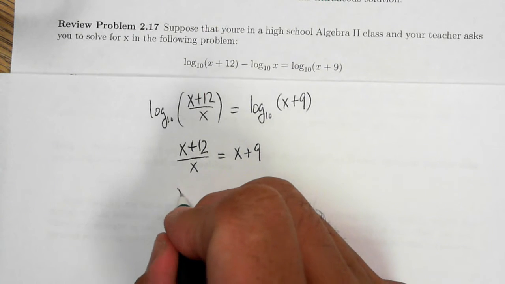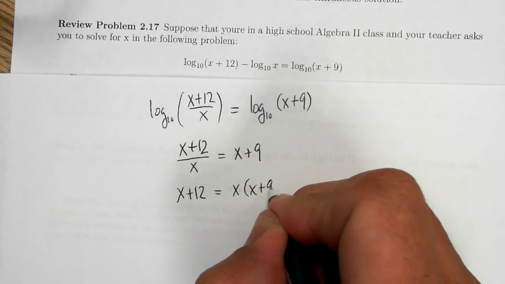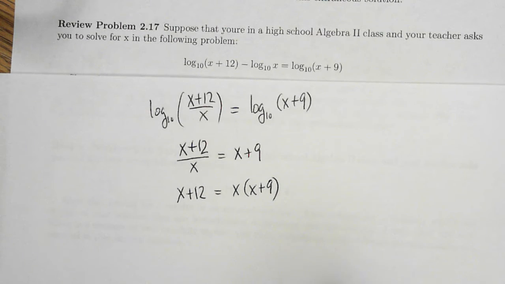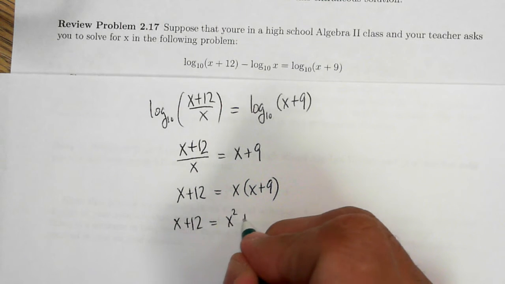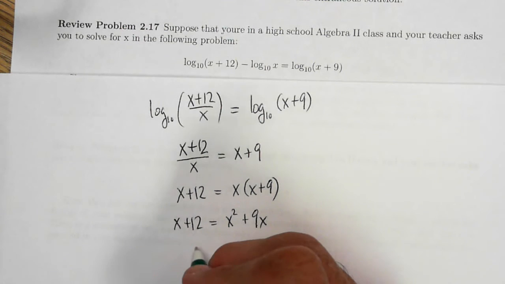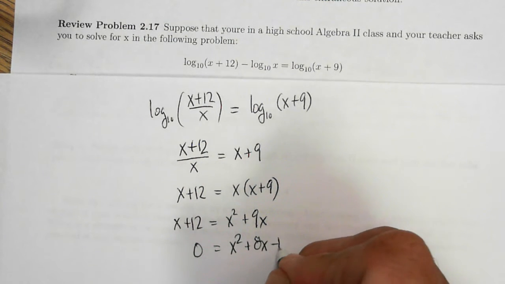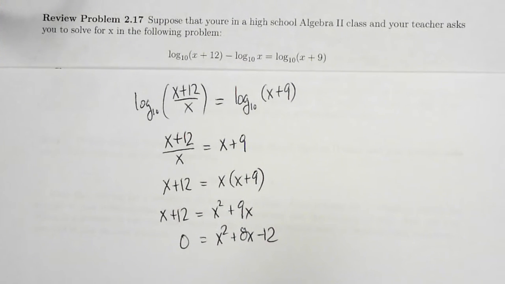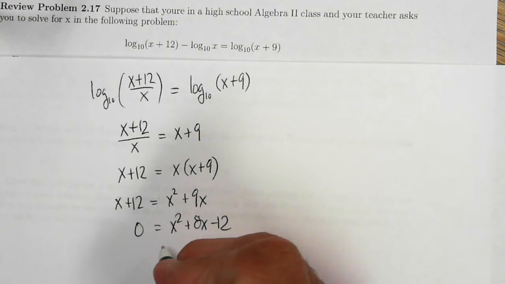Okay, multiply both sides by x, so x plus 12 is equal to x times (x plus 9). So we have x plus 12 is equal to x squared plus 9x. And so we get 0 is equal to x squared plus 8x minus 12. From this point, we would use the quadratic formula to solve for x.